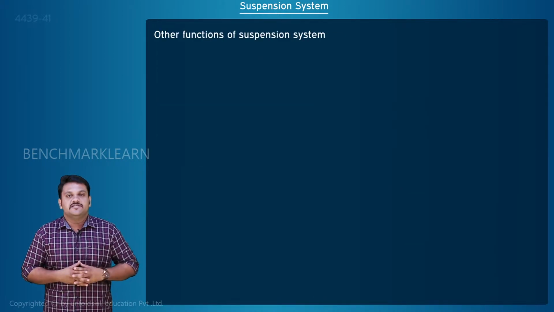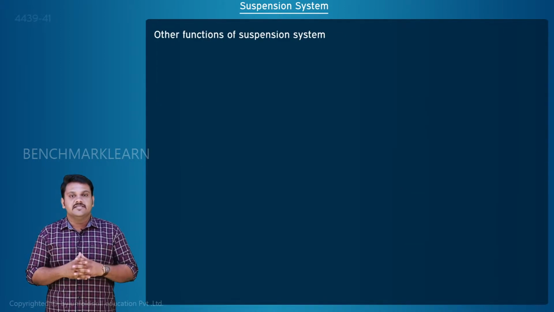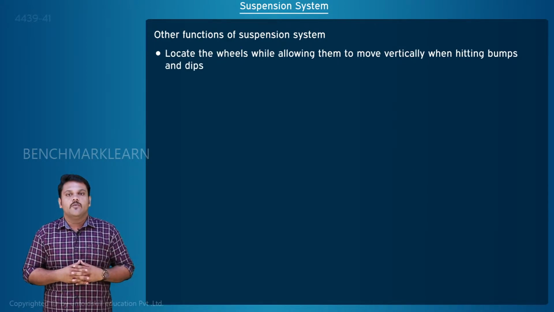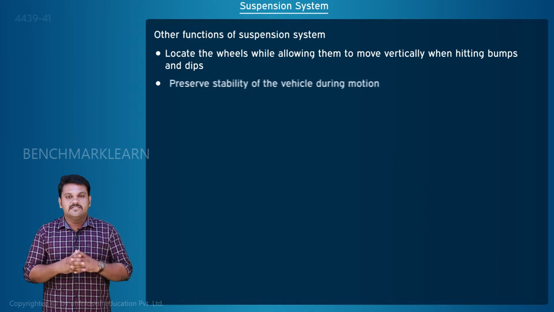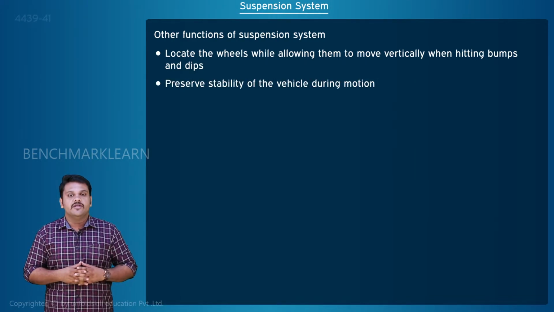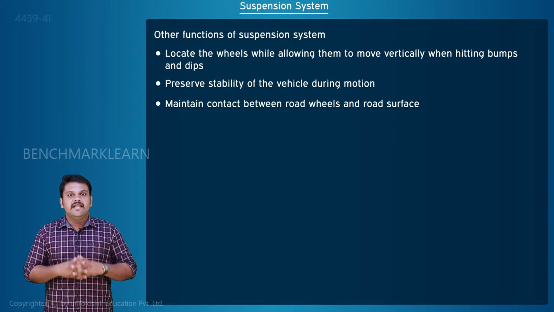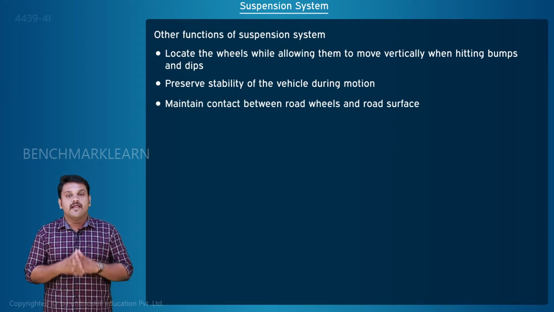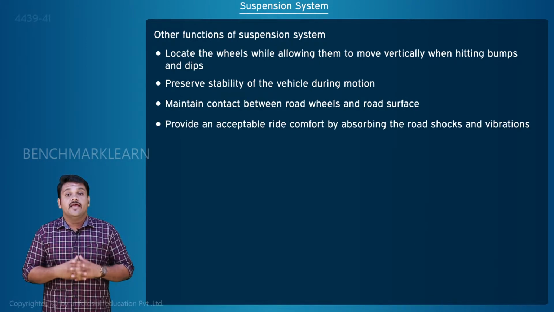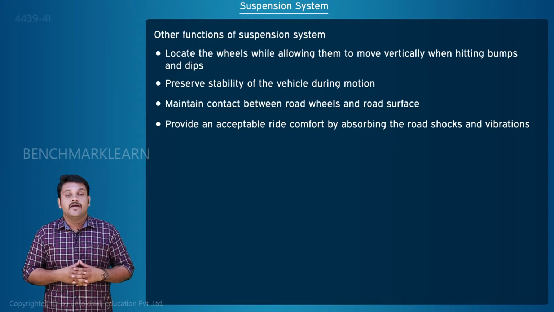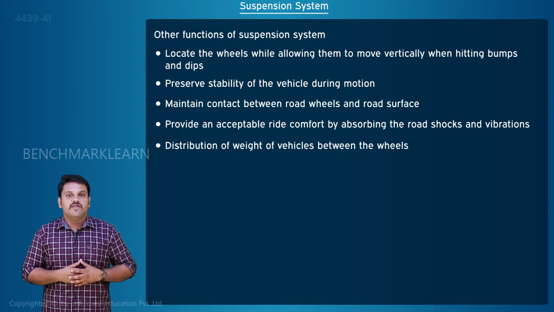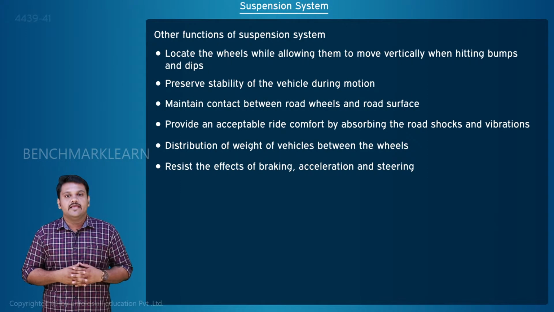A suspension system has some other functions such as: locate the wheels while allowing them to move vertically when hitting bumps and dips, preserve stability of the vehicle during the motion, maintain contact between the road wheels and road surface, provide an acceptable ride comfort by absorbing the road shocks and vibration, distribution of weight of the vehicle between the wheels, resist the effect of braking, acceleration and steering.